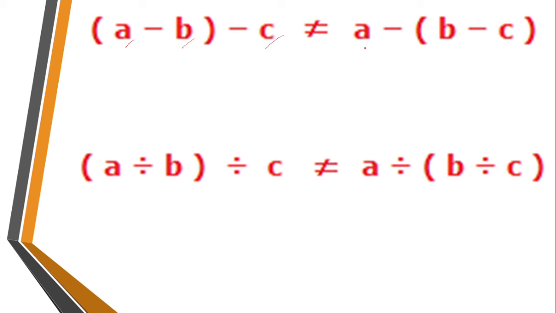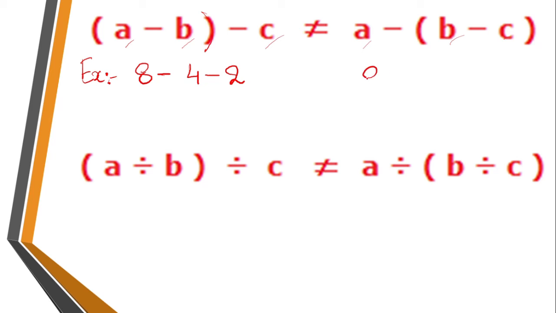And again we will do A minus B minus C. But here we will group A and B. So first we will do A minus B and then minus it with C. And here we will do B minus C and then minus it with A. So now let's take an example to understand it better. So let's take 8 minus 4 minus 2.